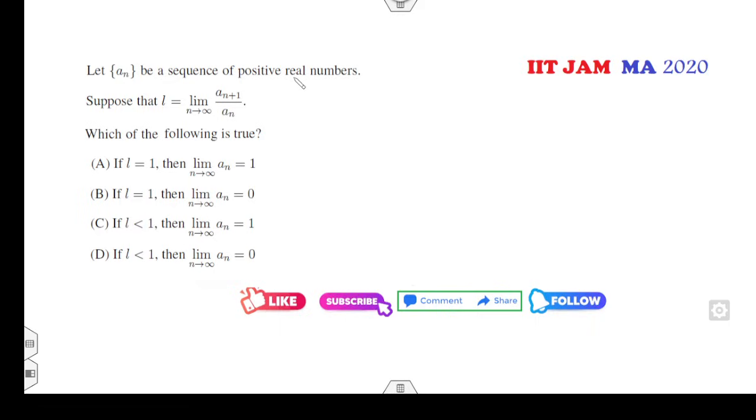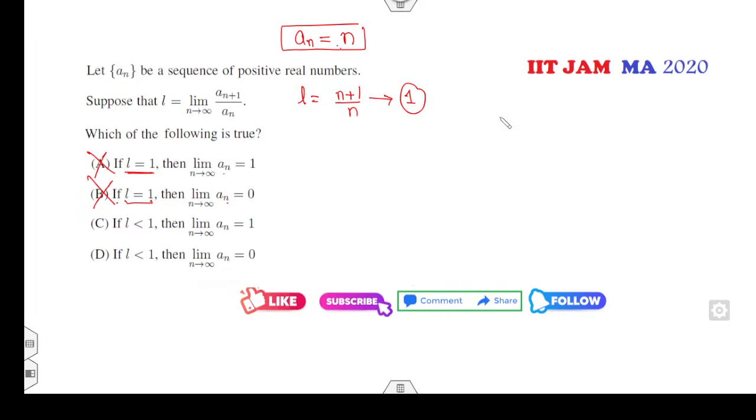Let L be the sequence of real numbers, such that you have to define. Let us first take the value of L as n. Fine. Then what is the limit? n plus 1 over n goes to 1. So if L is 1, can you say the limit is 1? No. If L is 1, can you say the limit is 0? Wrong. L is less than 1.